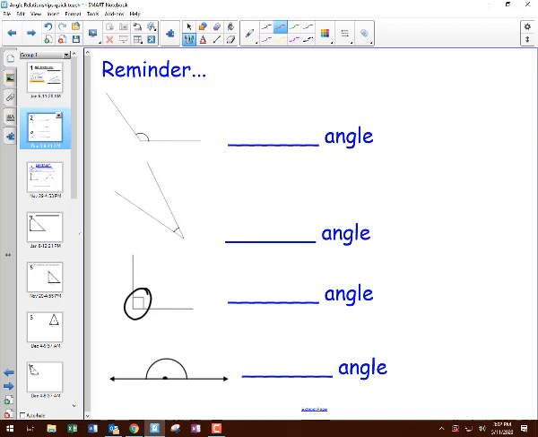We have angles that are larger than 90 degrees and they're obtuse. And we have angles that are smaller than 90 degrees and they are acute. Okay, notice we have a box in this angle. That means it's a right angle. It's exactly 90 degrees. And the semicircle is 180 degrees, so this one is likely named a straight angle.